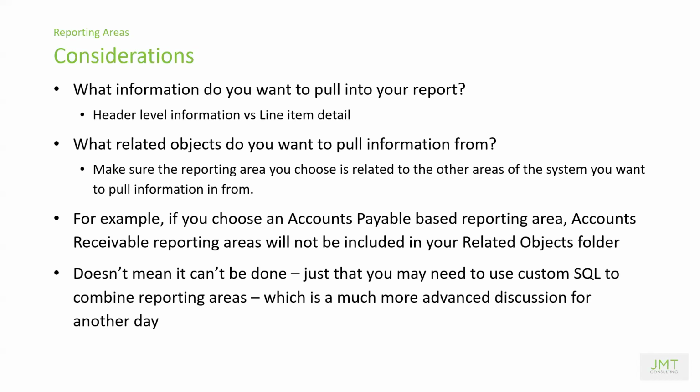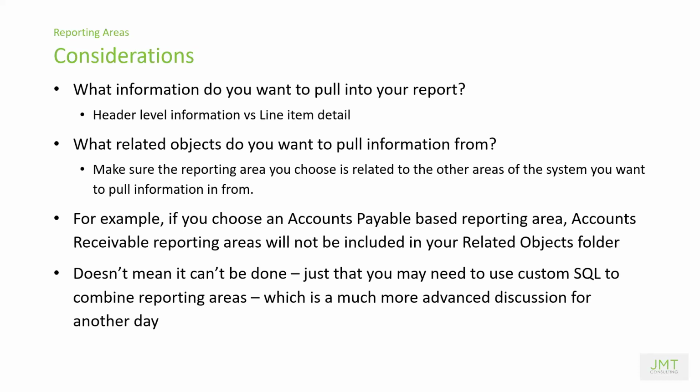Now, if you pick a reporting area that primarily focuses on header level information, it doesn't mean you can't get to the line item detail. In many cases, like we saw in the AP bill example previously, you can get to the AP bill detail from an AP bill reporting area, but that AP bill header level reporting area may not connect to some of the other reporting areas you're wanting to pull information from. So these are the kinds of things you'll want to keep in mind when you're selecting it.